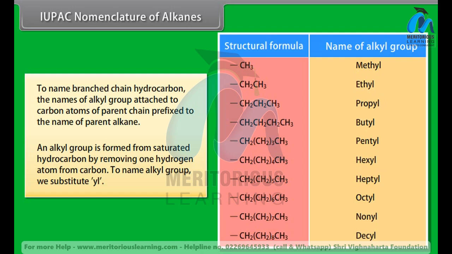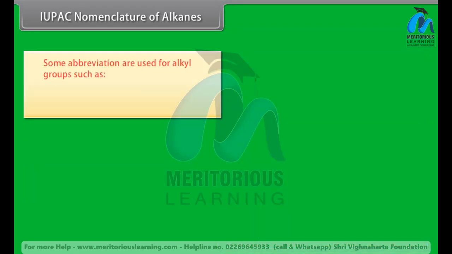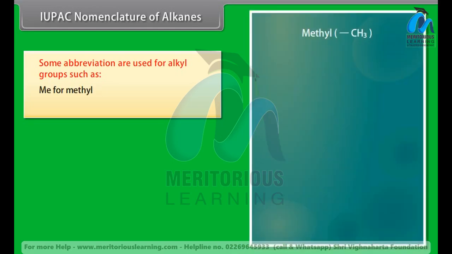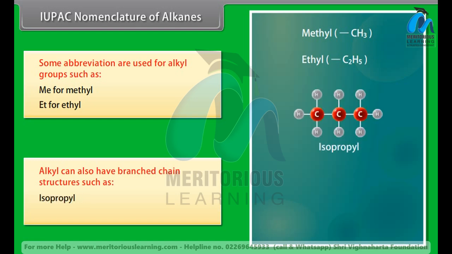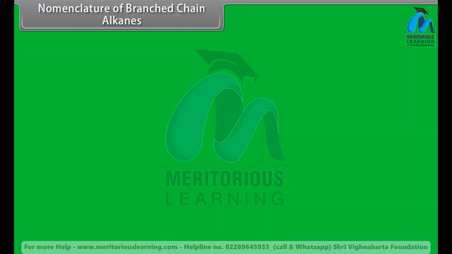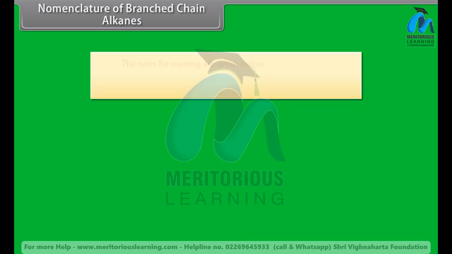To name an alkyl group, we substitute -yl. Some abbreviations are used for alkyl groups, such as Me for methyl, Et for ethyl. Alkyl groups can also have branched chain structures such as isopropyl, tert-butyl. Nomenclature of branched chain alkanes. The rules for naming are given below.